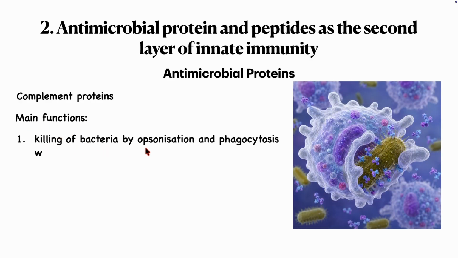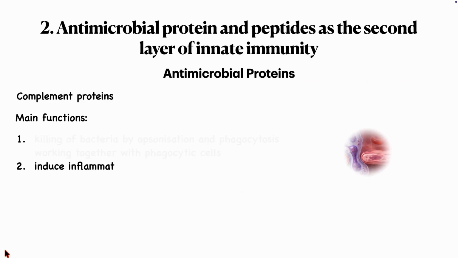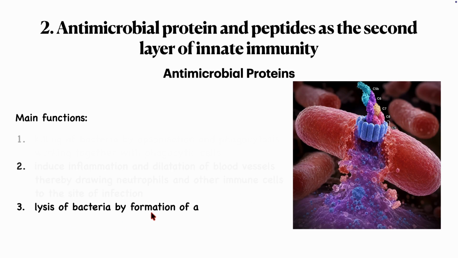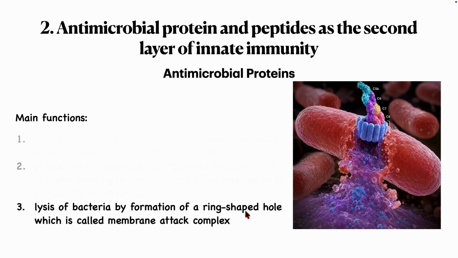One, killing of bacteria by opsonization and phagocytosis working together with phagocytic cells. Two, induce inflammation and dilatation of blood vessels, thereby drawing neutrophils and other immune cells to the site of infection. And three, lysis of bacteria by formation of a ring-shaped hole, which is called membrane attack complex, or MAC in short. I'll explain in detail about these proteins in the next video.